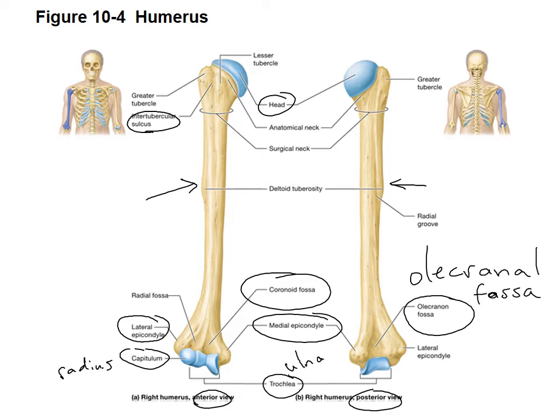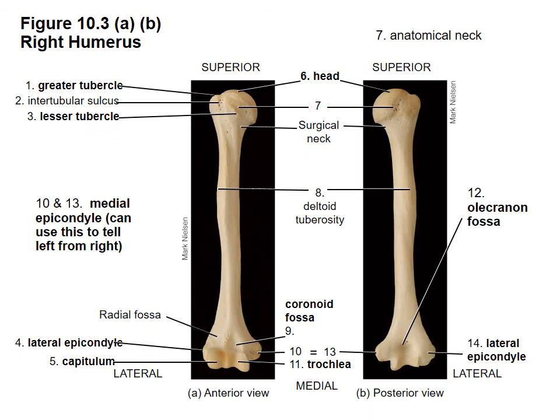Okay, next slide. So here's an actual picture of the humerus, and you can see the head. You can see the number 7 is the anatomical neck. Then you have the greater and lesser tubercle, and the intertubercular sulcus. I'll rewrite that slide later.